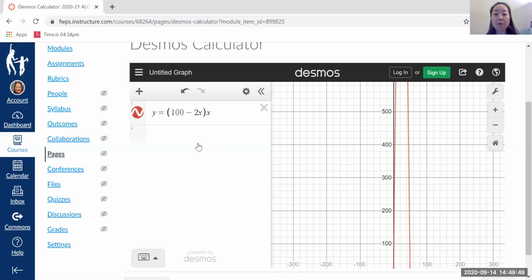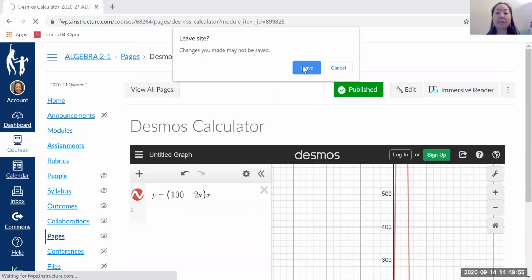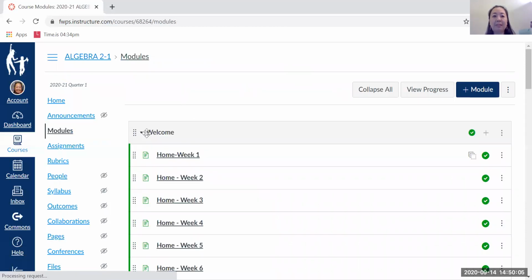So if you don't have a calculator, use this on Canvas. I put it for you there. Okay, now I'm gonna go back to, and Desmos always says, leave site, changes you made may not be saved. Don't worry about it. It's cool. It won't save it, but you don't need it to save it. Actually, maybe you do, but it's okay.